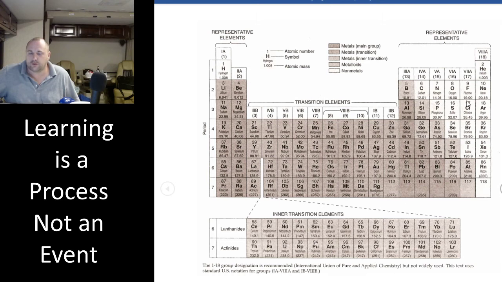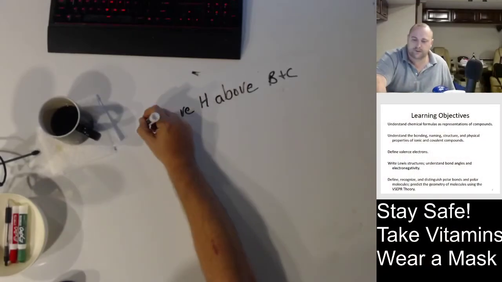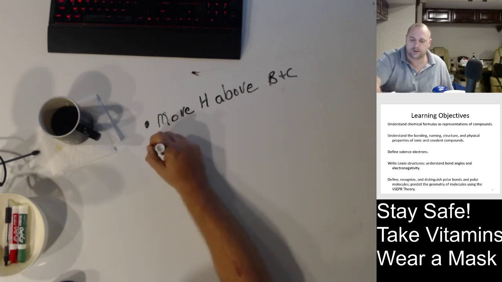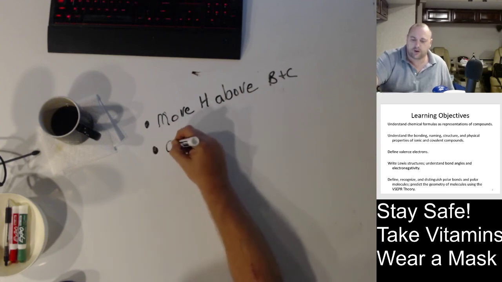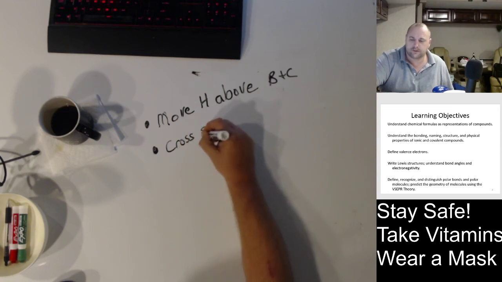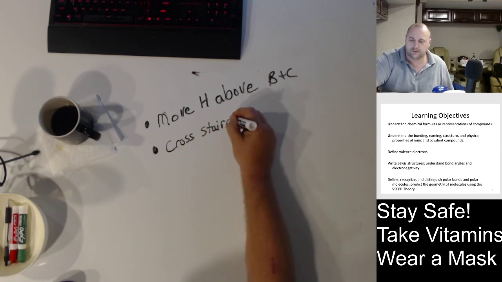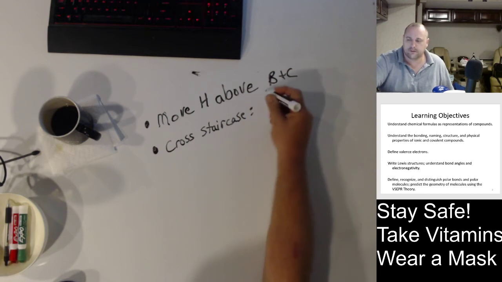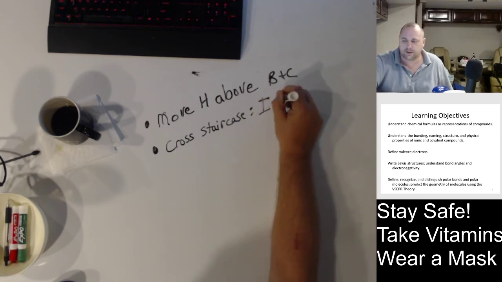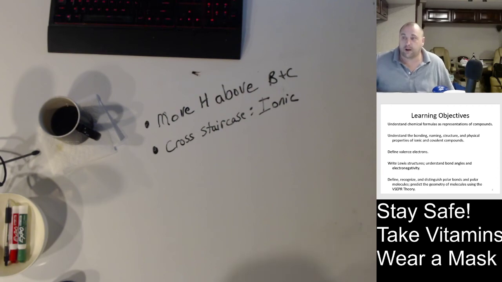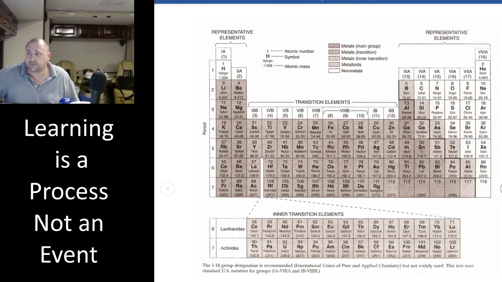And so the one that's over here closer to fluorine will be my negative, and the one over here will be my positive. So that's number one here. Here's number two. So we cross the staircase. And that tells me it's ionic. Now remember, I had to move that hydrogen over. It's above the carbon now. So hydrogen and oxygen are not crossing that staircase.